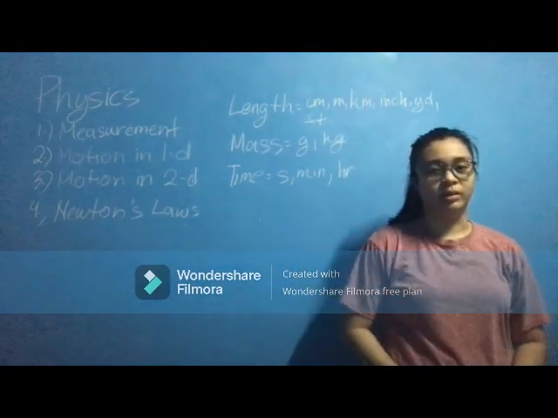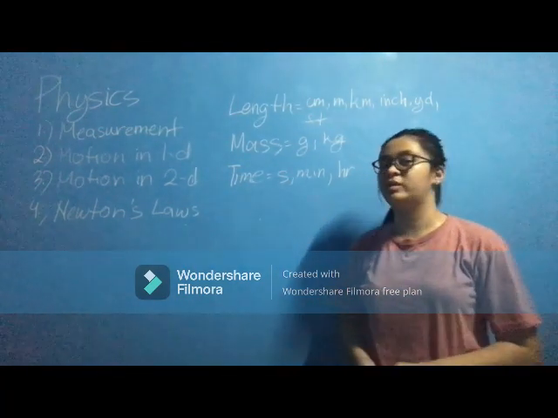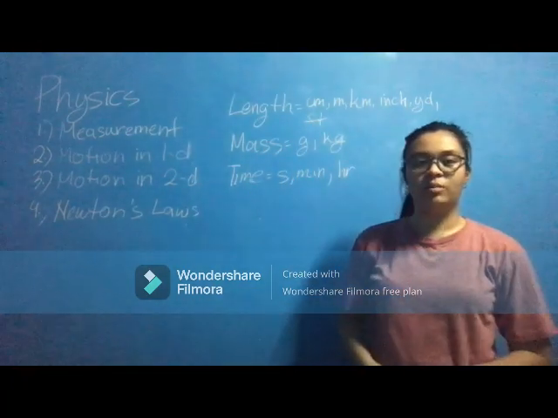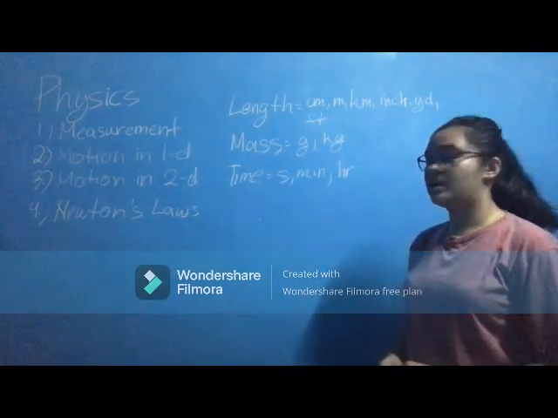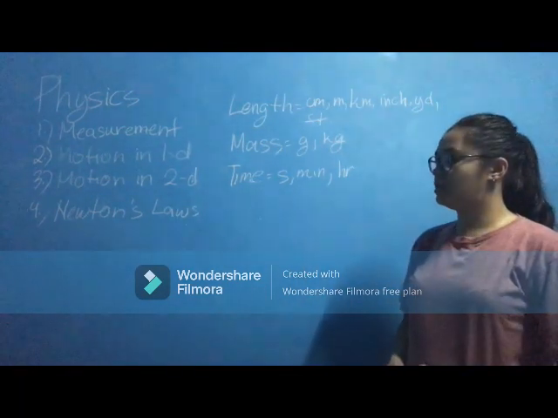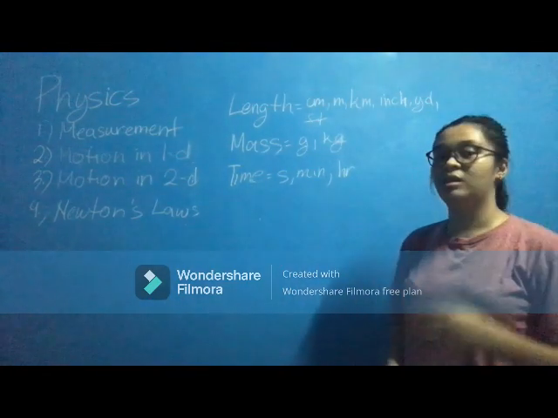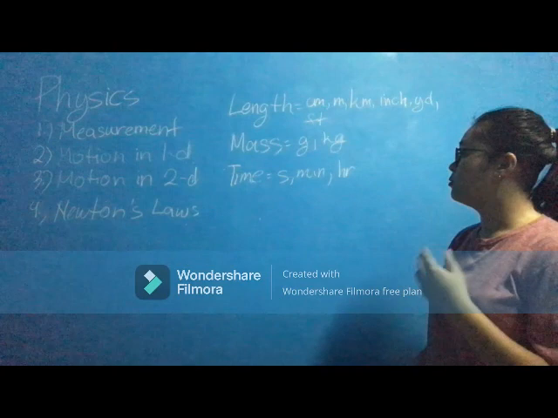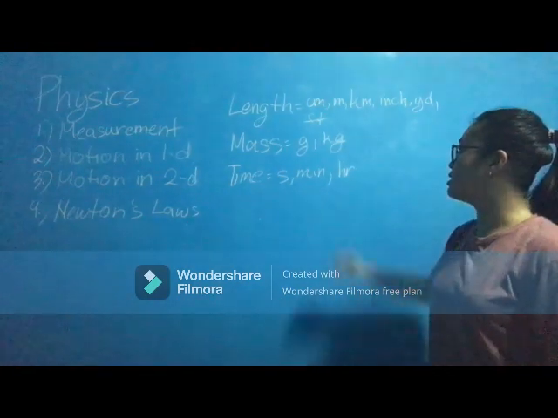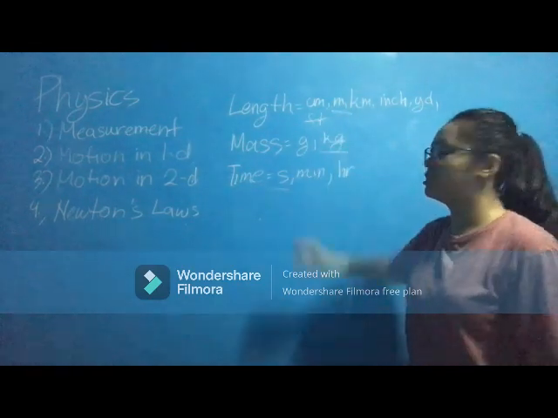As you can see on the board, these 3 are the 3 basic measurements, namely the length, mass, and time. Length is the measurement of distance, mass is a measurement or amount in body, and time is the measurement or interval over where change had occurred. And for these 3 measurements, they have their own standard units, namely the meter, kilogram, and seconds.